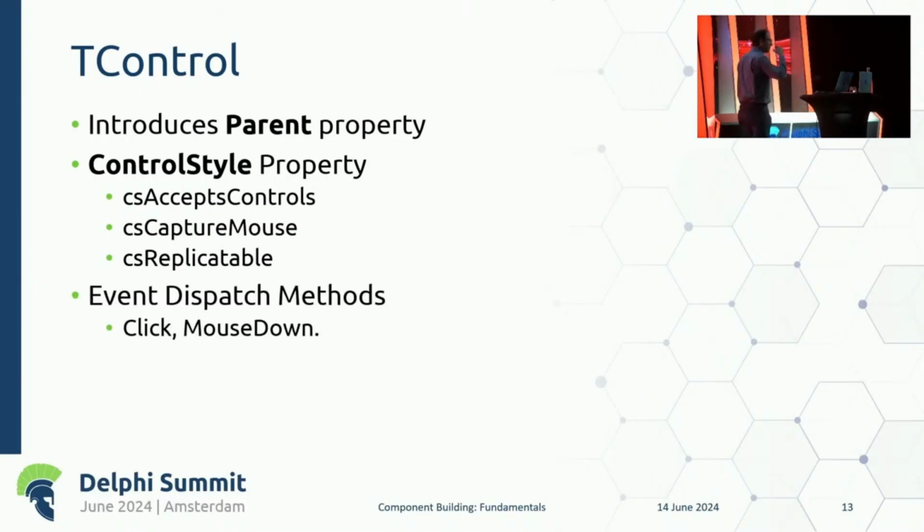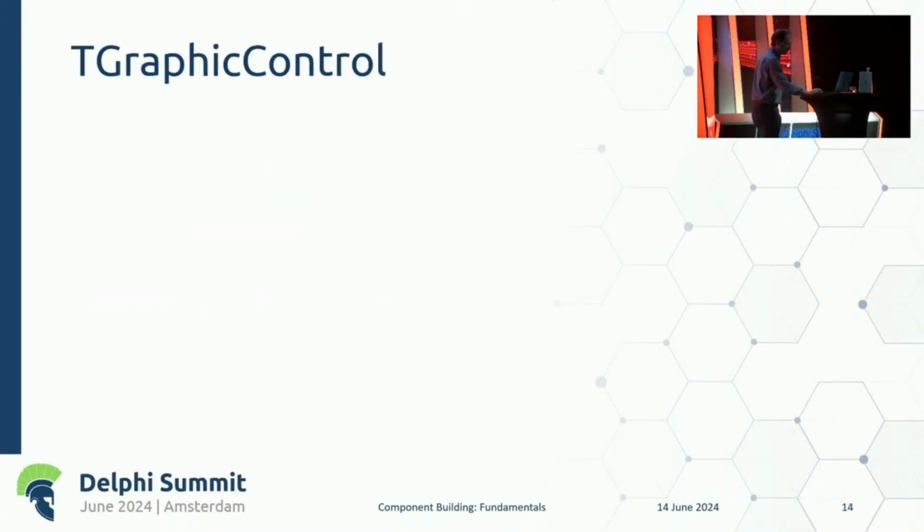TControl is where we start getting events, some event dispatch methods, some common ones, I should say, like click and mouse down, things that we would do with a visual control. We're going to see these event dispatch methods, and I'll have a lot more to say about events and event dispatch methods in just a little bit. But this is where we start seeing these specific ones.